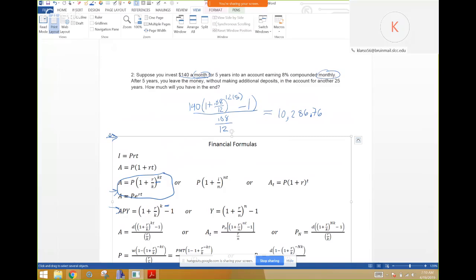Okay. So I always recommend typing it in multiple steps. With order of operations, I would start inside parentheses first, deep within the parentheses here. So I would do 0.08 divided by 12, hit enter, plus 1, hit enter, raised to the 60th power, hit enter, minus 1, hit enter. That's the way I do it, in multiple steps. Times 140, hit enter, and then divide by parentheses 0.08 over 12.